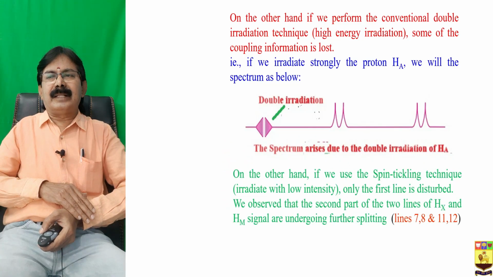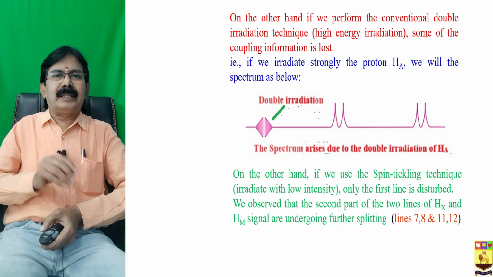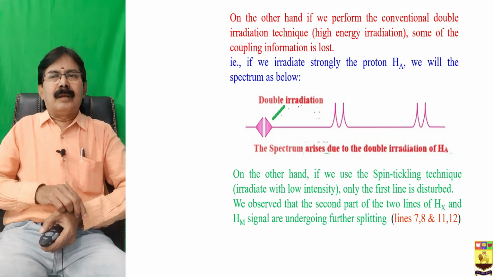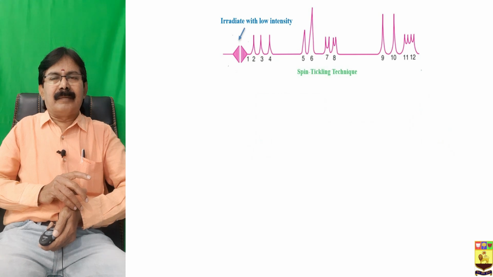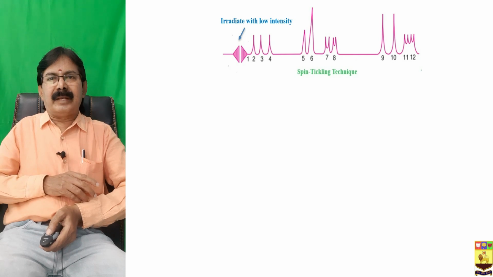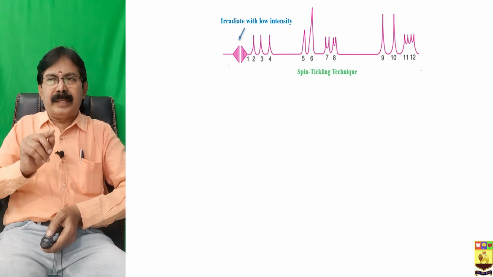But on the other hand, if you use the spin-tickling technique, that is irradiation with a low intensity, only the first line is disturbed. We observed that the second part of the 2 lines, the HX and HM signals, undergo further splitting, that is signals 7 and 8 and signals 11 and 12. Okay, this is the spectrum. So we are irradiating line 1 with low intensity.